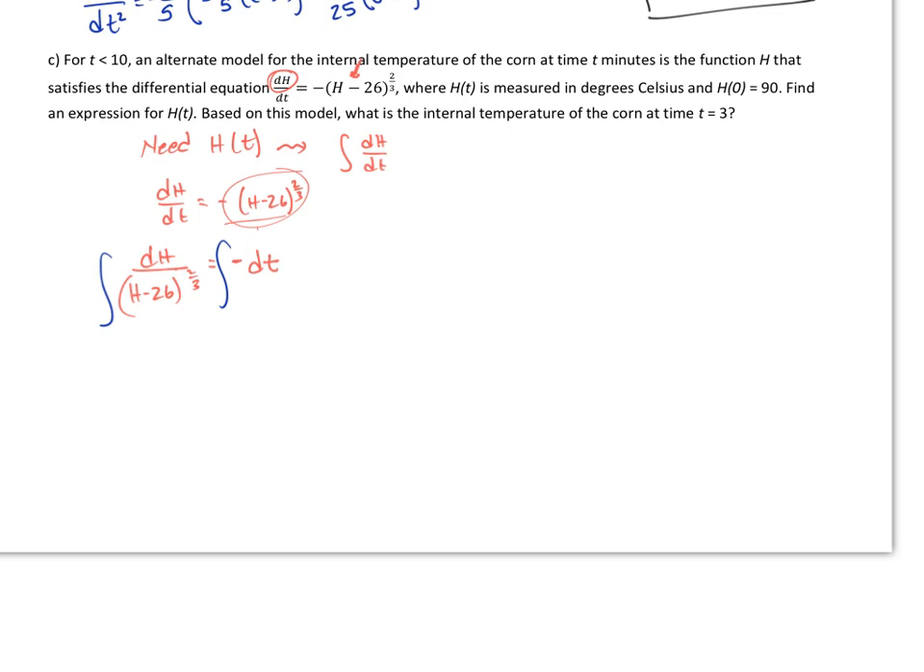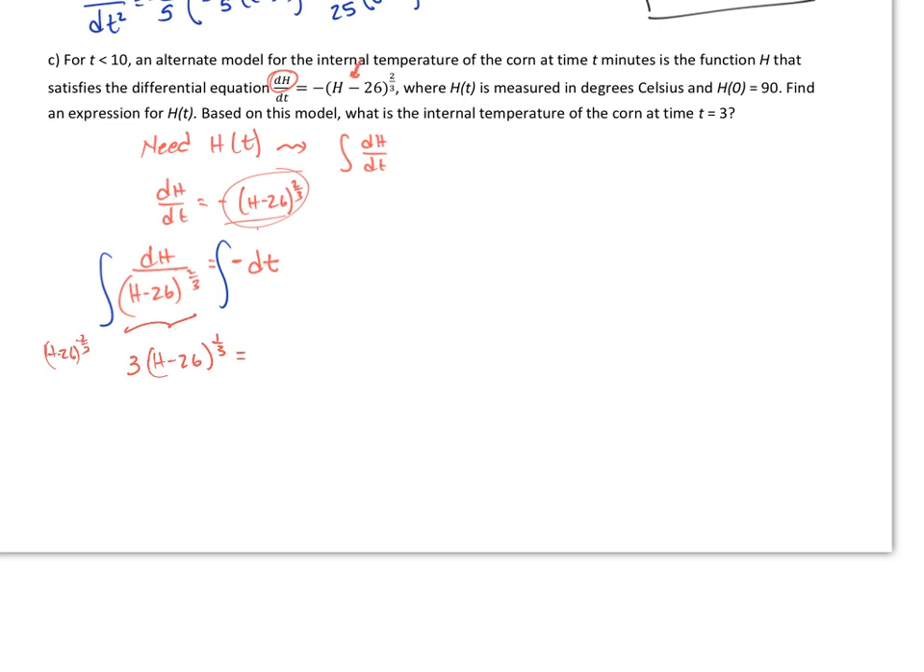This is going to be h minus 26 to the negative 2/3, right? So I need something higher than that, which would be when I add 1 to it. So that's going to give me h minus 26 to the 1/3. You can take the derivative of this to verify, but if I take the derivative, I have a 1/3, so I need a 3 out in front. This is the integral of what you see there.